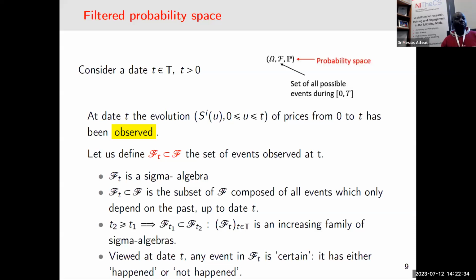Then we come to what we call the filtered probability space. If you look at most standard textbooks on stochastic processes, you always see this quadruple. It consists of Omega, which is a set of market scenarios, a set of all possible events during the time horizon, and P is a probability that assigns probability to events that have happened. This set here is called the probability space.